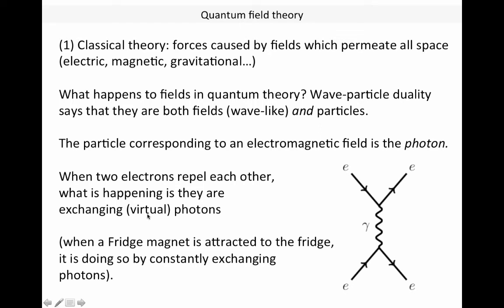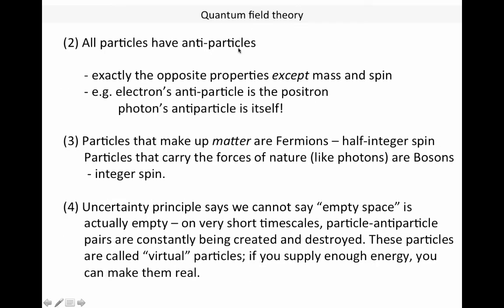They're virtual photons because, and you'll learn about what makes a photon virtual versus real in the reading that you'll do this week. The second prediction of quantum field theory is that all particles have antiparticles. These are particles that have the opposite properties to normal particles, except their mass and spin. So antiparticles still have regular mass, an anti-electron still has the mass of an electron and the spin of an electron, but it has an opposite charge.